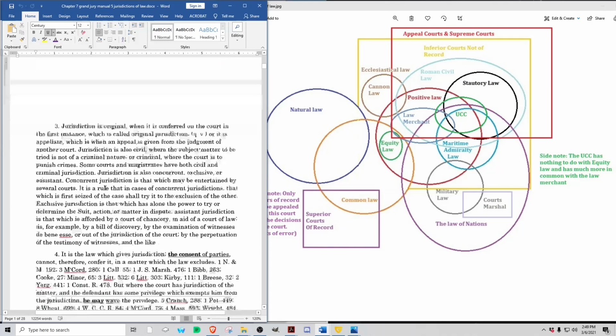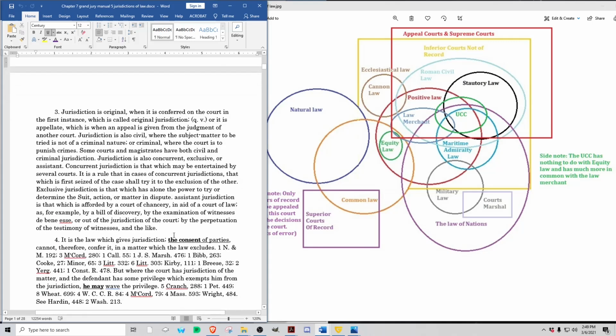So, important point. Jurisdiction is original when it's conferred on the court in the first instance, which is called original jurisdiction, or it is appellate, which is when an appeal is given from the judgment of another court. Jurisdiction is also civil, where the subject matter to be tried is not of a criminal nature, or criminal where the court is to punish crimes. Some courts and magistrates have both civil and criminal jurisdiction.